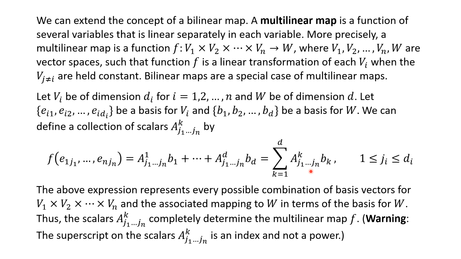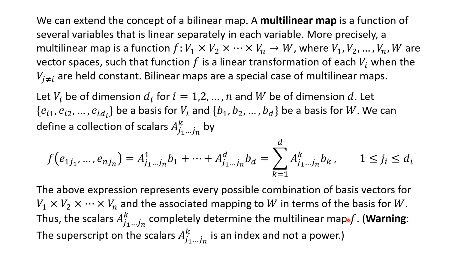Okay, so you may need to stare at this a bit to absorb it. And then this summation is just shorthand for what we have here. The above expression represents every possible combination of basis vectors, which I mentioned, and the associated mapping to w. So this is just restating what I just said. The scalars, this set where you vary over the k and the different selection of the basis vectors, completely determine the multilinear map F.